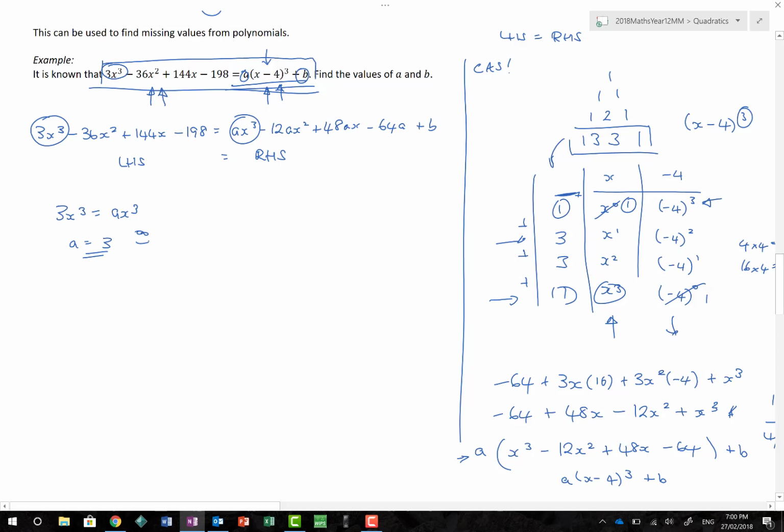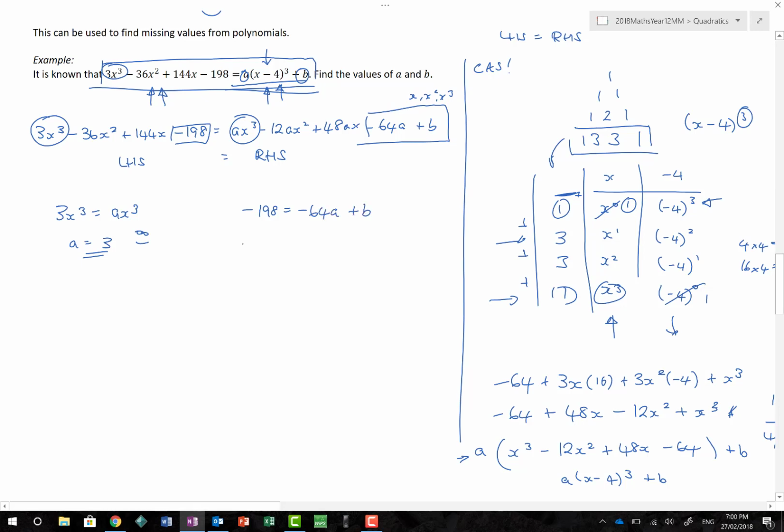Well, that's the first part done. That was nice and easy. How do we find the value of b? Well, b is part of this constant term. Now, the way I know it's a constant term is because none of those have an x or an x squared or an x cubed, so they must be equivalent to the number at the end. What is my number at the end? It's minus 198. So I know that minus 198 is equal to minus 64a plus b.